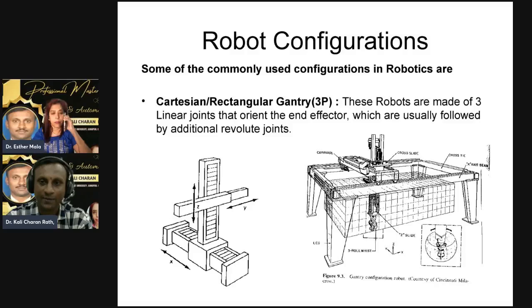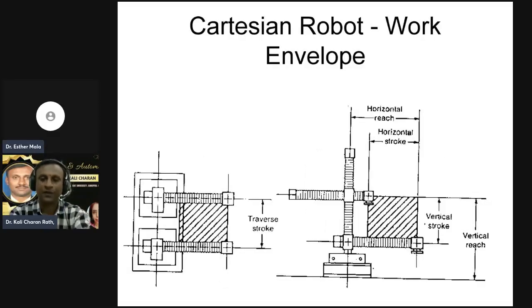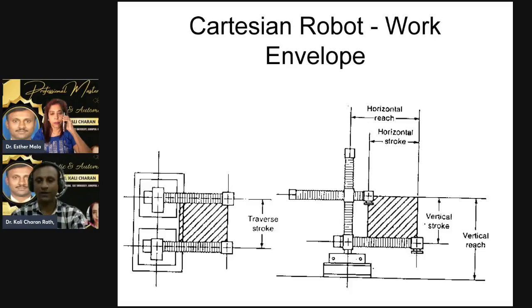Next, slide number 9. It is the design of the traverse stroke when it moves in the x direction, y direction, and z direction. Based upon this, we have to give the rail, the track, the head roller, and other accessory components on which the robot moves along the x, y, and z directions.